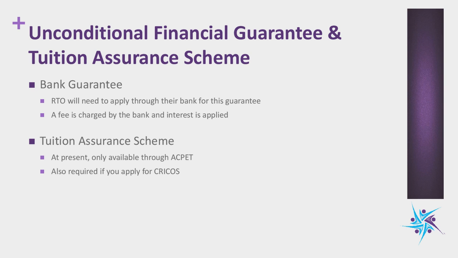Unconditional financial guarantee and tuition assurance scheme. So the first one is a bank guarantee. So you'll need to go to your bank if you decide to do that. It's not compulsory to do this. If you are happy with not taking more than $1,500 increments, you don't have to get a bank guarantee. It's only if you want to be able to access that funding earlier.